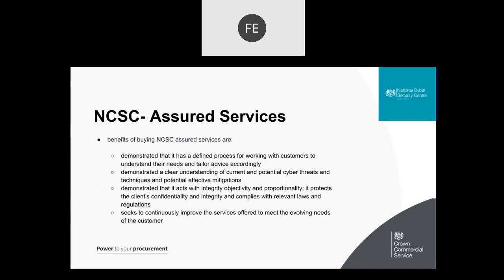So benefits of buying NCSC assured services are the supplier has demonstrated that it has defined process for working with customers to understand their needs and to tailor advice accordingly. They have demonstrated a clear understanding of current and potential cyber threats and techniques and potential effective mitigations. They've then demonstrated that it acts with integrity, objectivity, and proportionality. It protects the client's confidentiality and integrity and complies with relevant laws and regulation. They then seek to continuously improve the services offered to meet the evolving needs of the customer.